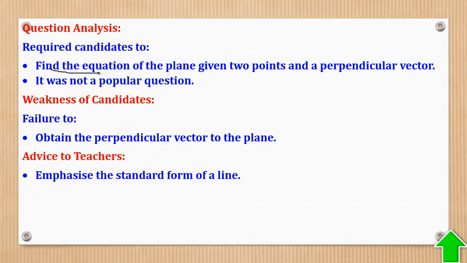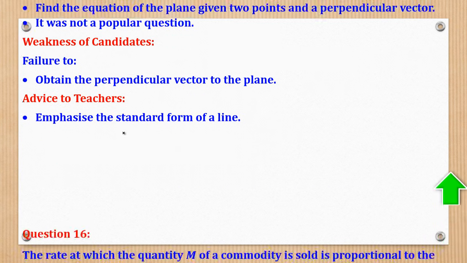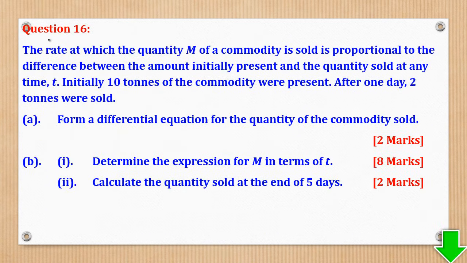So the question required candidates to find the equation of the plane given 2 points and a perpendicular vector. It was not a popular question, so few attempted it, but some failed to obtain the perpendicular vector to the plane. So when they say the line is perpendicular, it means the direction vector of that line is the normal vector to the plane. So emphasize the standard form of a line, that is the vector equation, because from it you can easily see the normal.